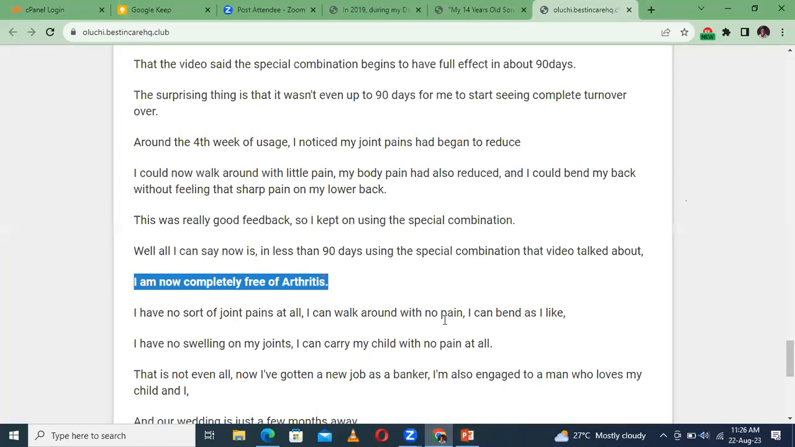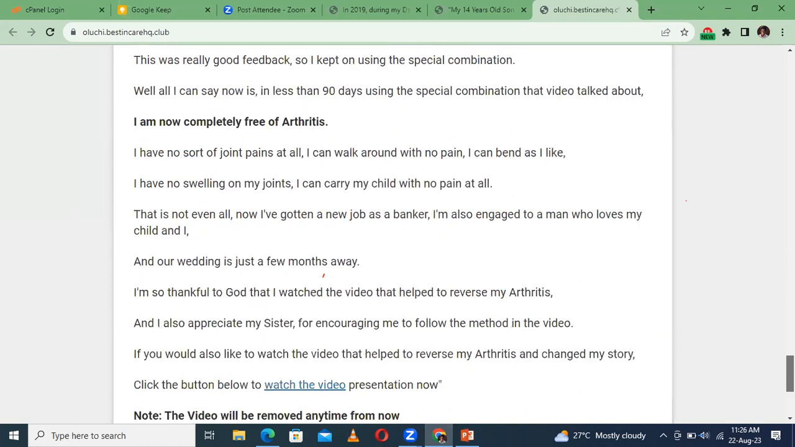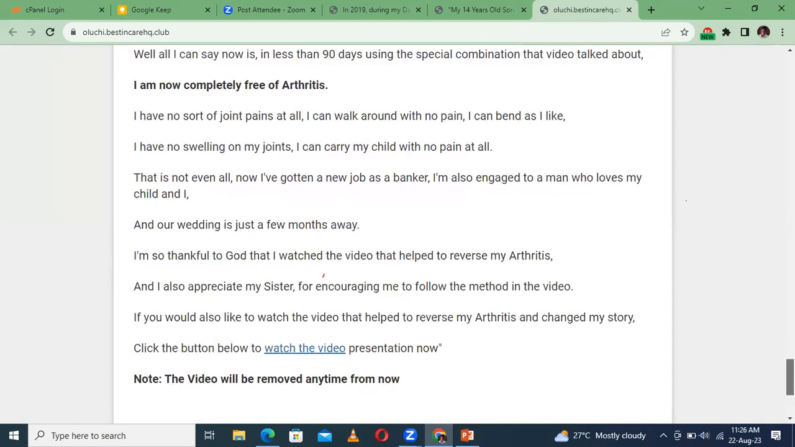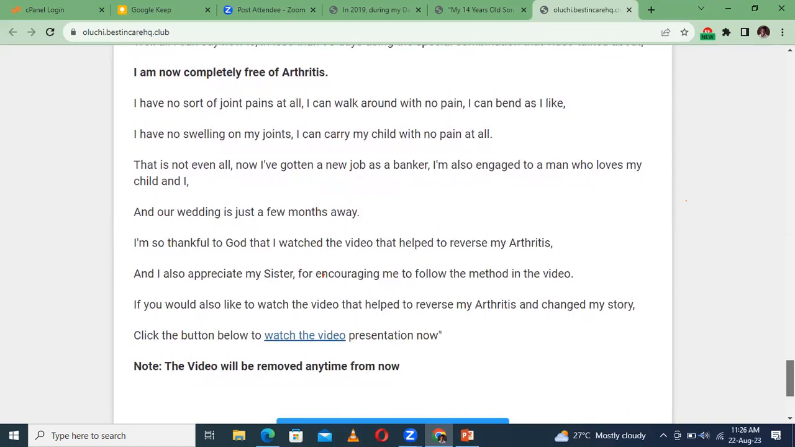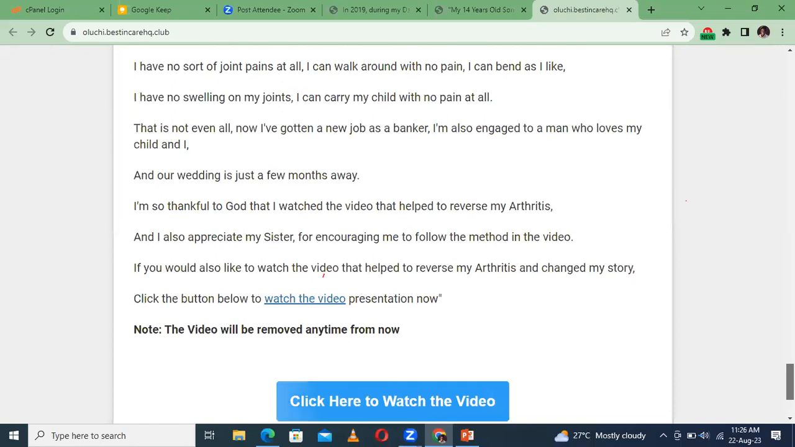I have no sort of joint pain at all. I can walk around with no pain. I can bend as I like. I have no swelling on my joints. I can carry my child with no pain at all. That is not even all. Now I've gotten a job as a banker. I'm also engaged to a man who loves my child and me, and our wedding is just a few months away. I'm so thankful to God that I watched the video that helped reverse my arthritis. I also appreciate my sister for encouraging me to follow the method in the video. If you would also like to watch the video that helped reverse my arthritis and change my story, click the button below to watch the video presentation now.